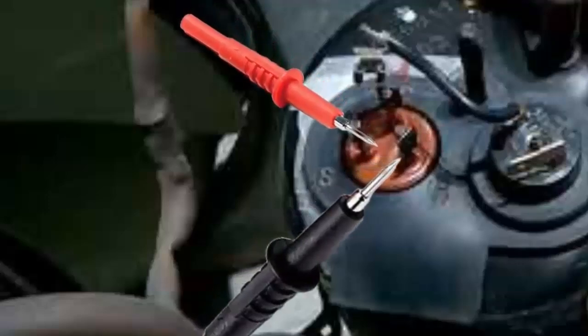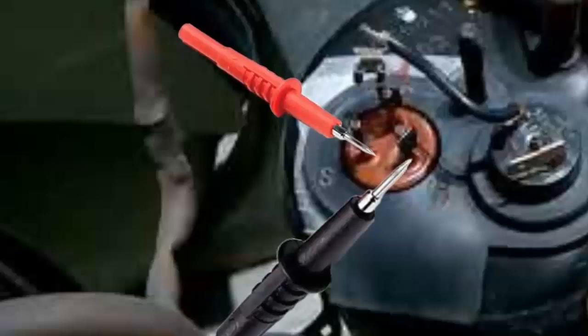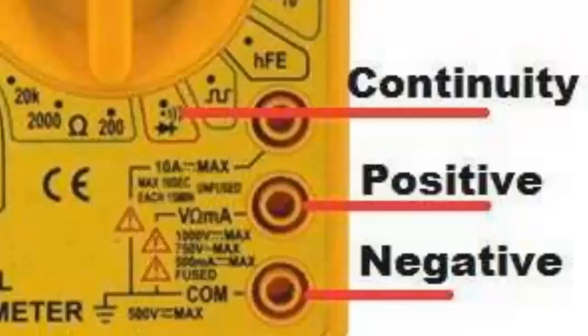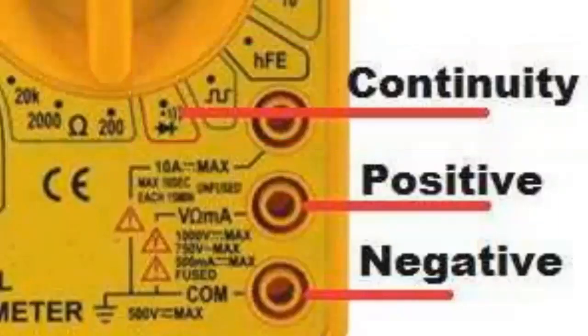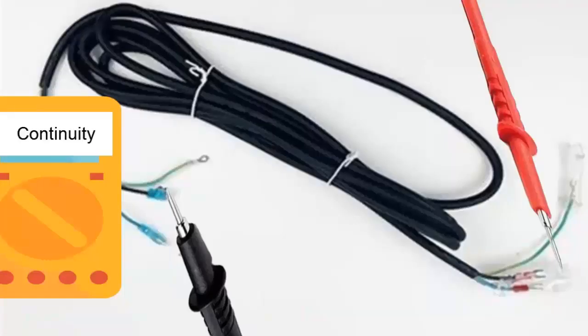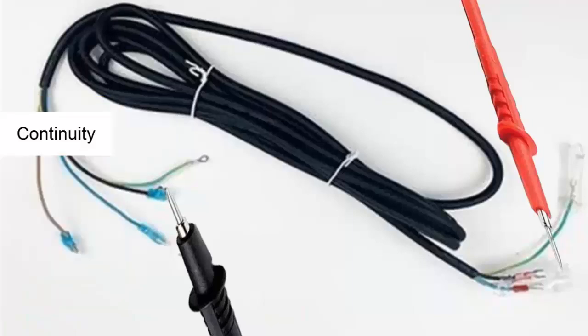4. Continuity function. This function allows you to check if a wire is not broken, and if the signal or current can pass through without problems. The equipment must be disconnected from the power supply to perform continuity measurements.